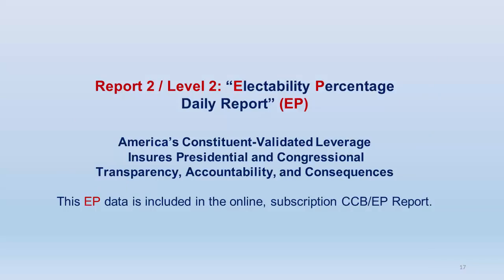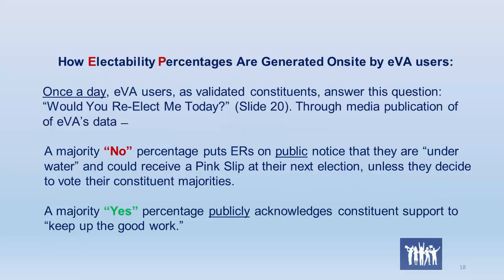Report 2, Level 2, Electability Percentage Daily Report. America's constituent-validated leverage ensures presidential and congressional transparency, accountability, and consequences. This EP data is included in the online subscription CCB/EP report. How electability percentages are generated on-site by EVA users.